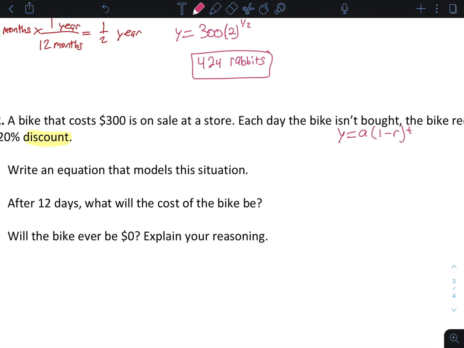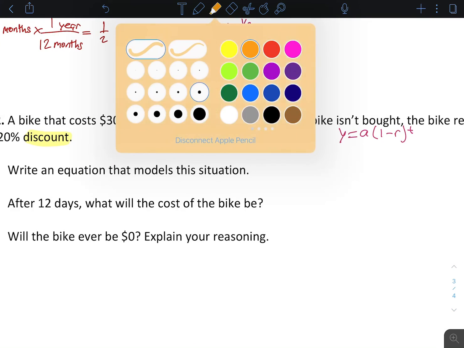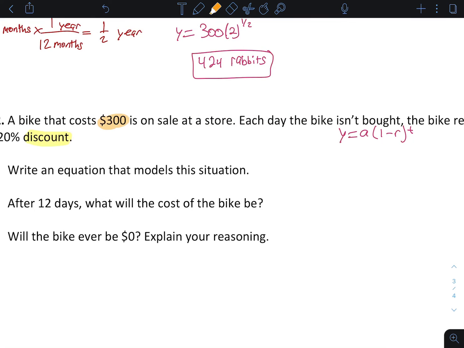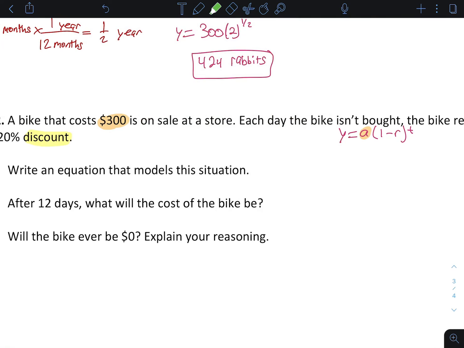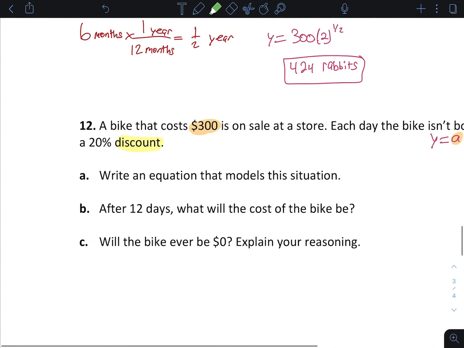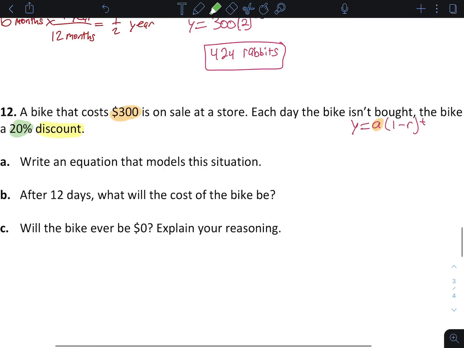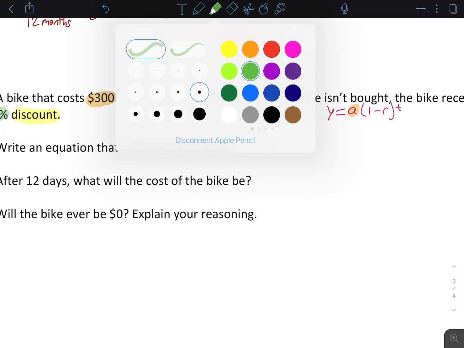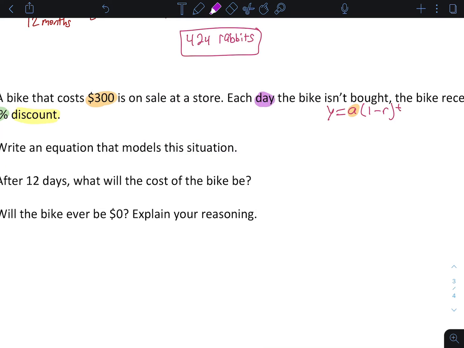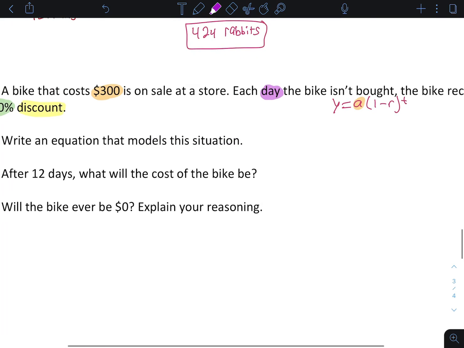Let's fill out each of our parts here. So we have an A value. That's our starting value. We start at $300. I guess that's a good price for a bike. What's our rate? We receive a 20% discount. And what's the T, the time? You have to look carefully on this one, but the time is every day.